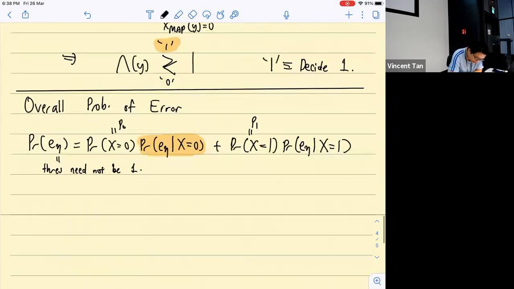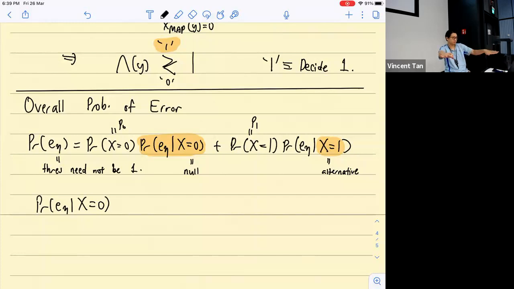Usually in statistics, x equals 0 is called the null hypothesis, and x equals 1 is called the alternative hypothesis. These are some statistics terminologies. So here, the probability of you making an error conditional on x being equal to 0. What does this mean in real life? Well, x equal to 0 is the null hypothesis, meaning that everything is normal. So the person does not have cancer. What are you trying to say here?